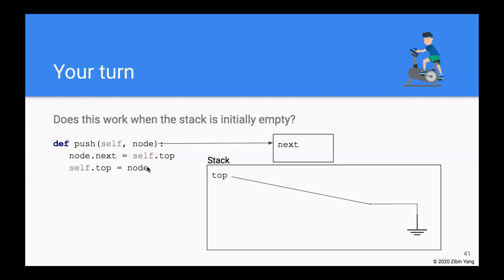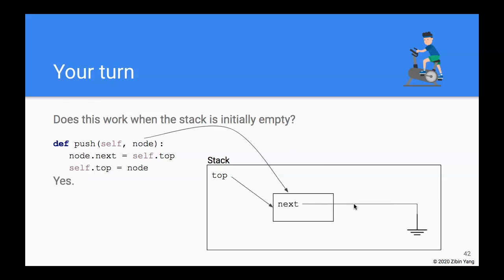So the answer is yes, it would, because the first thing, when we assign self.top to node.next, is that self.top is None, right? So that means node.next would point to None. And then the second line would point self.top to the new node. So we would end up with a picture like this, which is exactly what we want when we're pushing one node onto an empty stack.